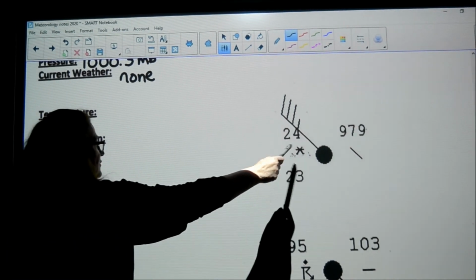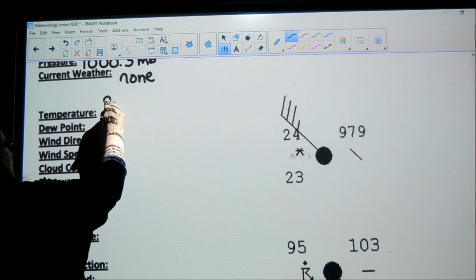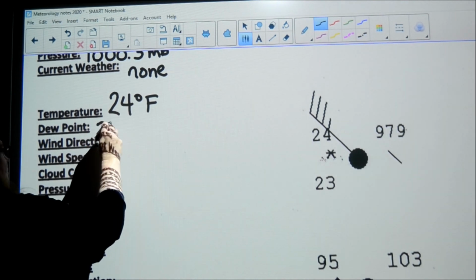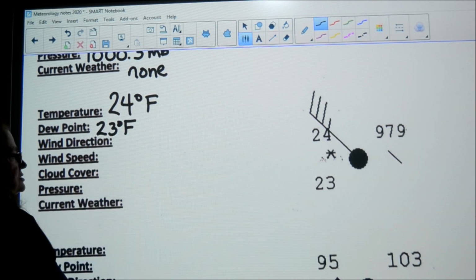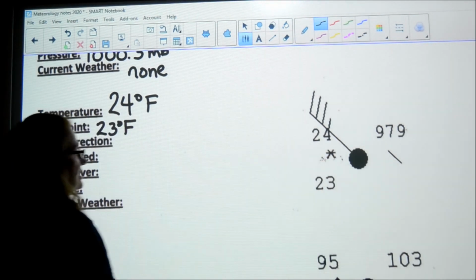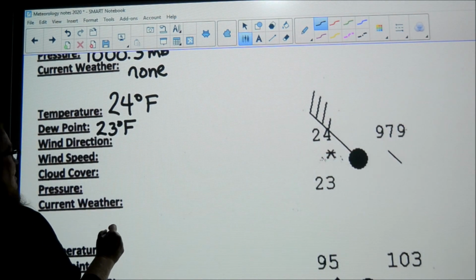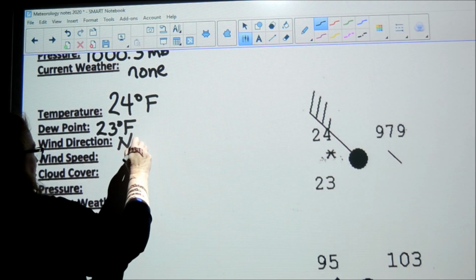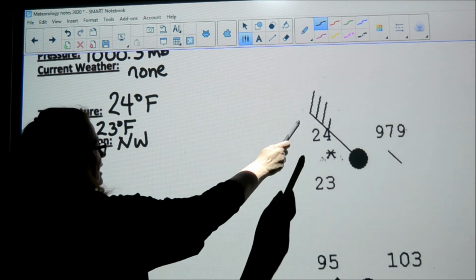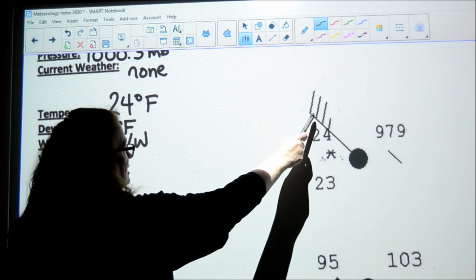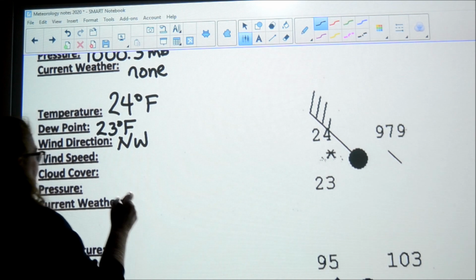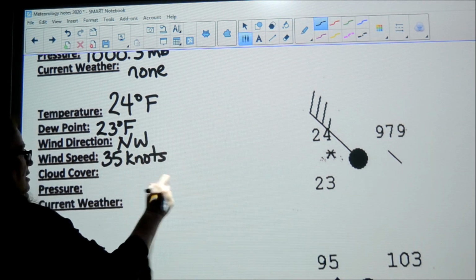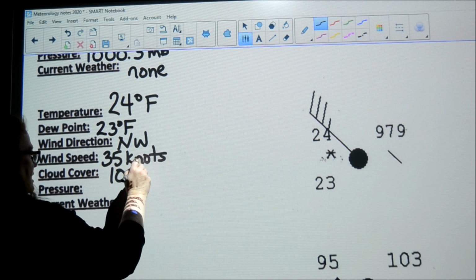My air temperature is 24 degrees Fahrenheit. My dew point is 23 degrees Fahrenheit. Really close together, so not shocked that the cloud cover is 100%. My wind direction is coming from the northwest. Wind speed, I have 3 long, so 10, 20, 30 plus a short, 35 knots. Cloud cover, as I said before, is 100%.